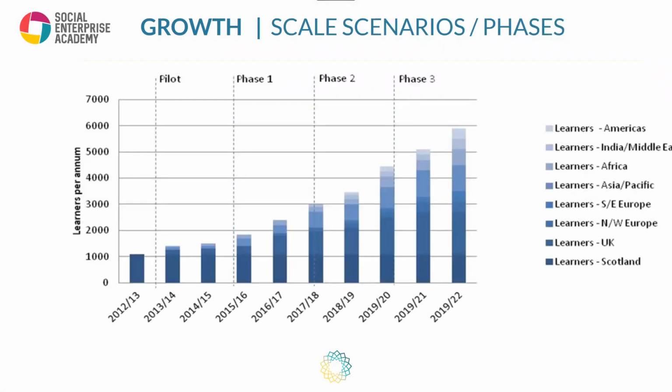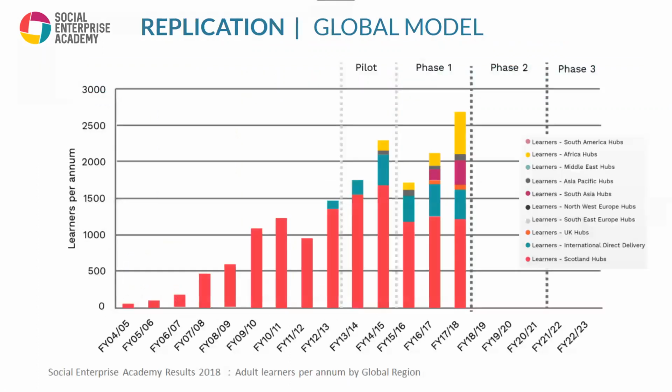So part of the scenario planning looked like this. We predicted a fairly typical kind of J curve or an S curve of sales, just going up and up and up. But the phases of a pilot phase followed by a phase 1 stabilizing, phase 2 of growth, and phase 3 entering more difficult markets for us is what we predicted back in 2012. And this is what it actually looked like.